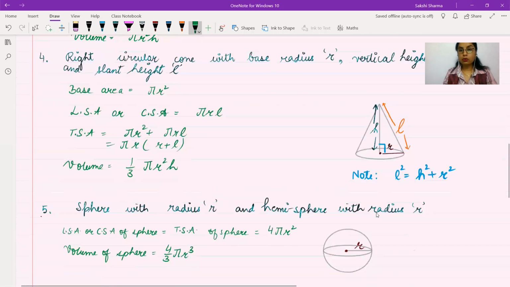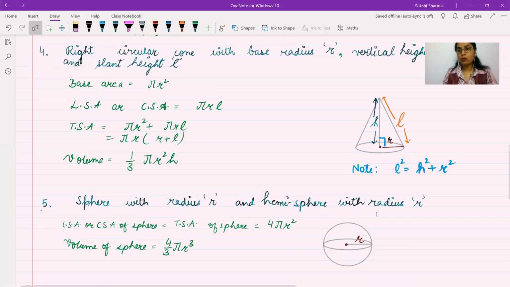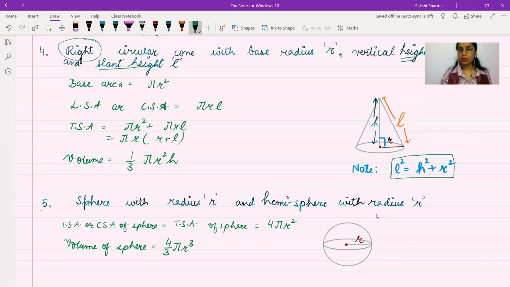Then right circular cone whose base radius is R, vertical height and slant height are given. For a cone, we define height and slant height. If simply height is written, that would be the vertical height. Slant height is always written as such. The whole word will come, slant height. Then you will know it's the slant height. It's represented by L. And since the cone is a right circular, the dimensions form a right triangle, and we have this Pythagorean relation applicable to them.